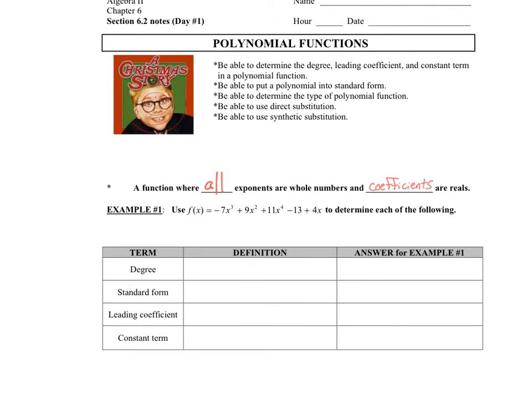All right, section 6.2, day 1 is on polynomial functions. A function is where all exponents are whole numbers and coefficients are reals. That is what designates a polynomial function. So for example, negative 7x to the third plus 9x squared plus 11x to the fourth minus 13 plus 4x is a polynomial function because any coefficient or number that's in front of a variable is a real number, and all exponents are whole numbers.